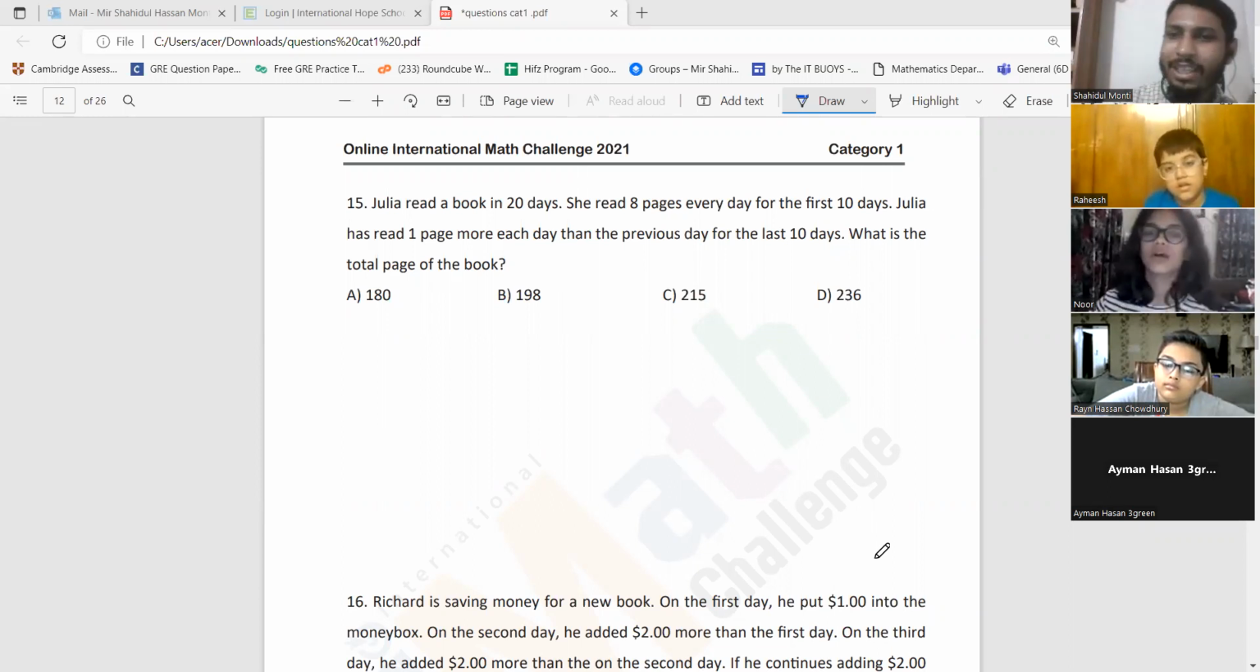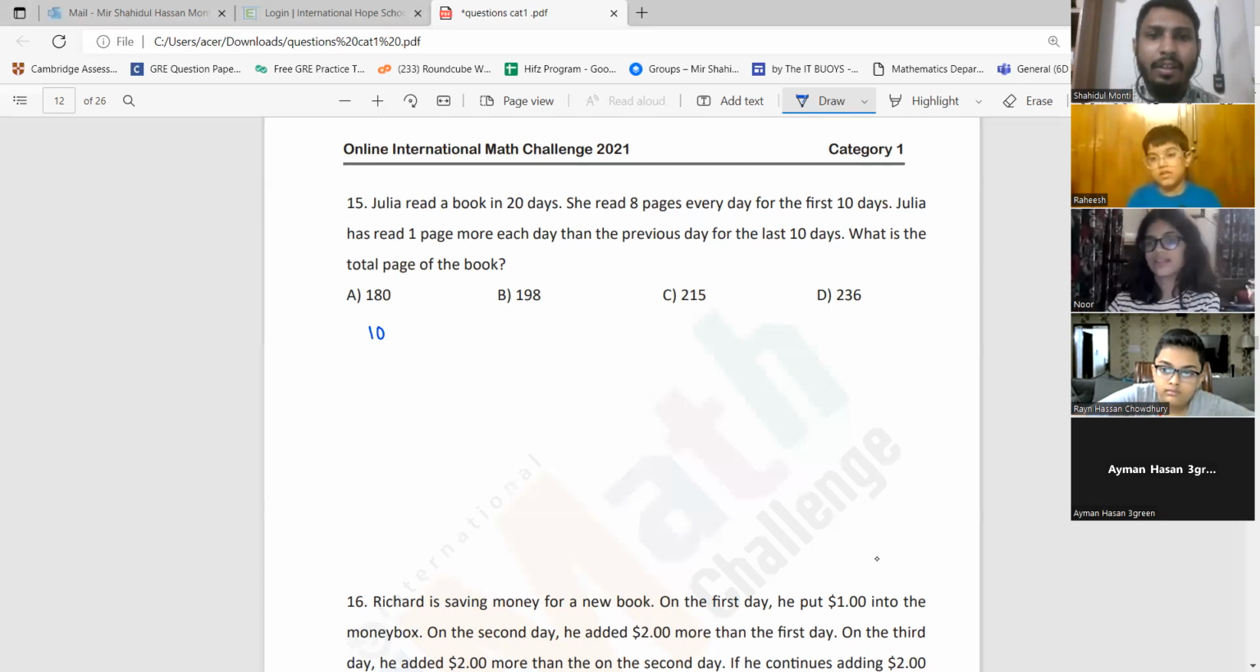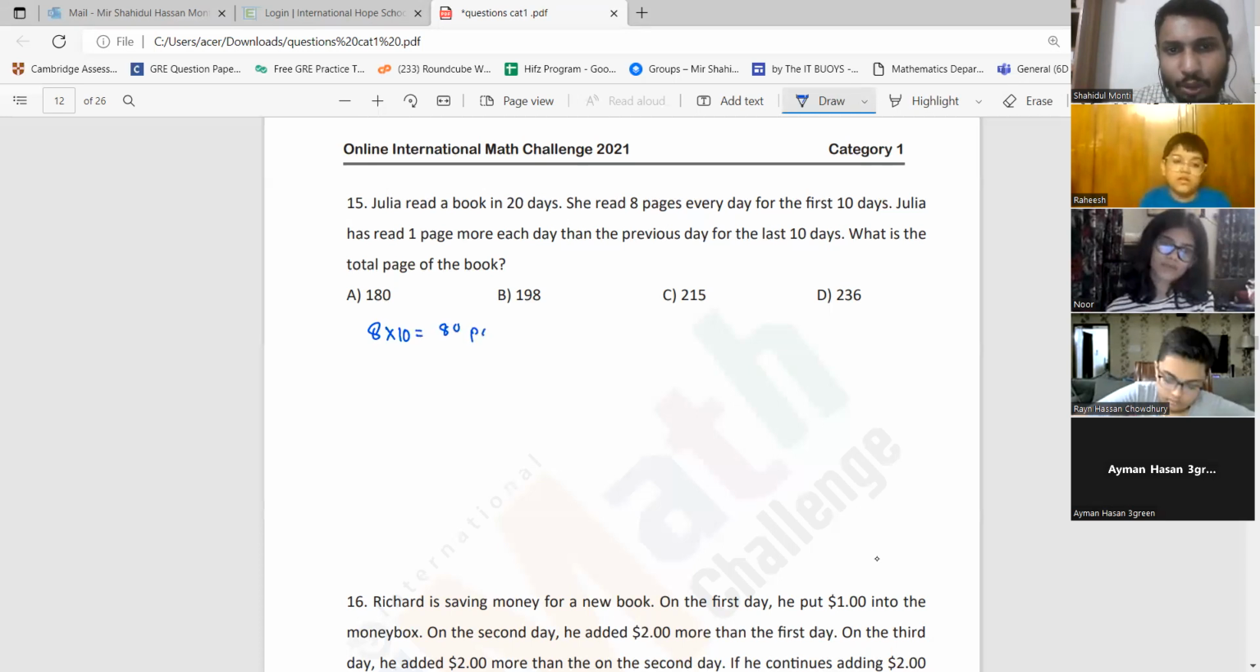Sir, from 8 it will go to 9. So from here we have 8, it will go to 9, then it will go to 10, then 11, then 12. It will go like that. She did 8 pages every day for the first 10 days. So we have here 8 times 10, which is equal to 80 pages. So this is what is happening in the first 10 days.